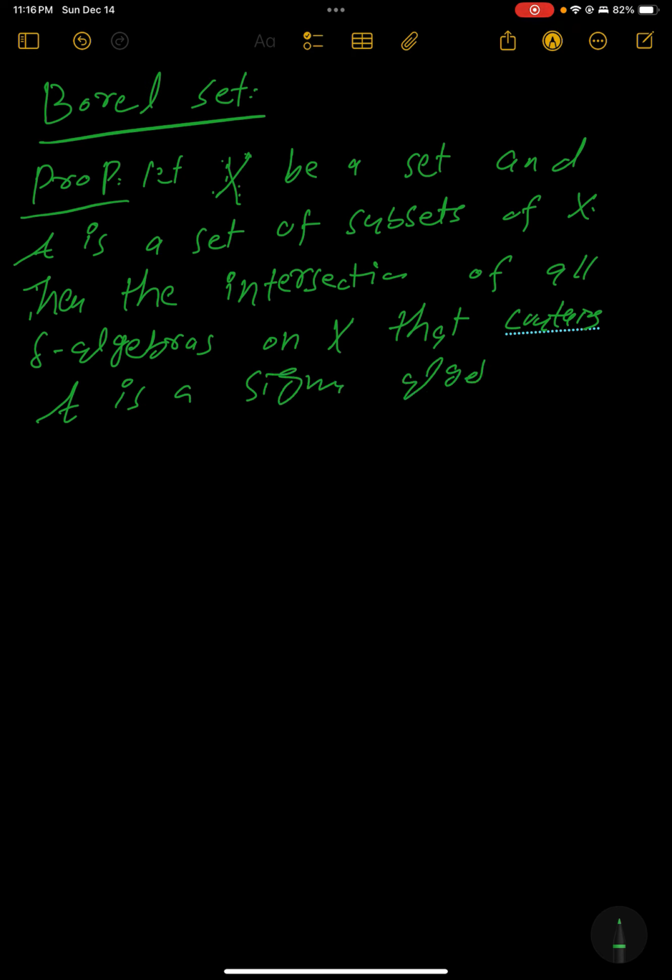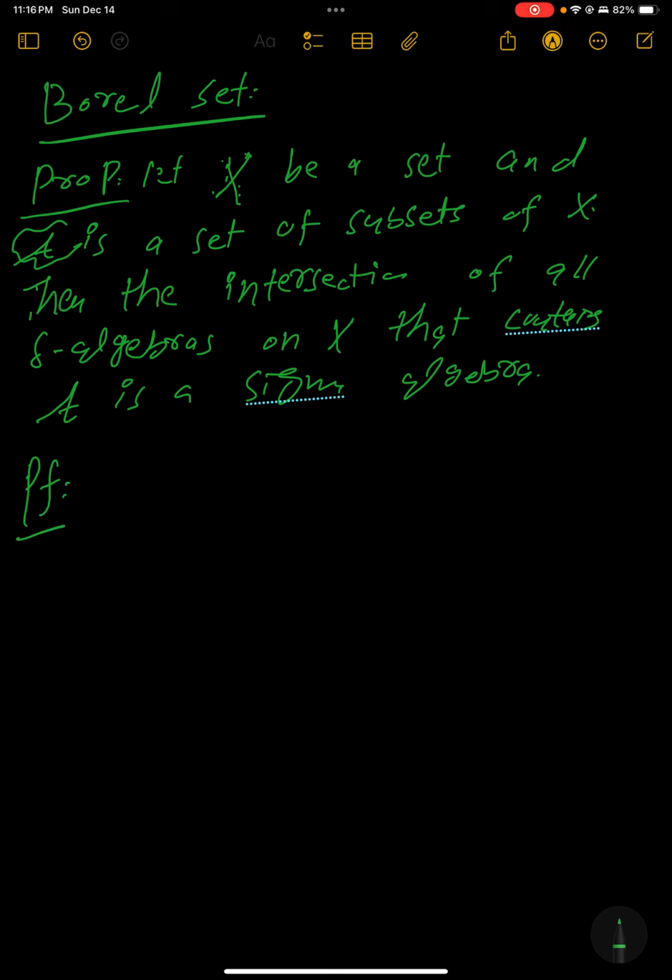So it says that if we have many sigma algebras on set X that contain the set A, then the intersection of all those sigma algebras will again be a sigma algebra, and that will eventually be the smallest sigma algebra. We're gonna see that by example. But first, to prove this thing, the proof is very easy.